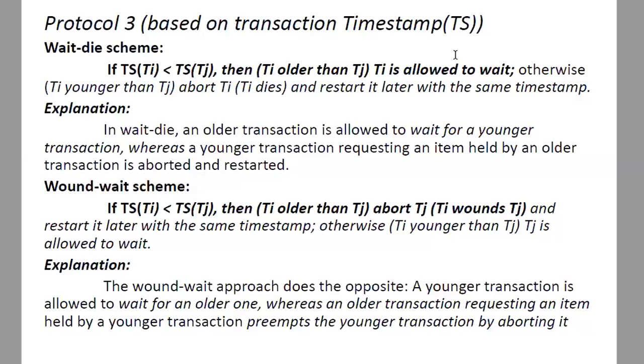Let's discuss the first one, the wait-die scheme. Let's take two transactions, T1 and T2, and fix some timestamps. For example, transaction T1 arrives at 9 o'clock and 1 minute, and transaction T2 at 9 o'clock and 2 minutes.